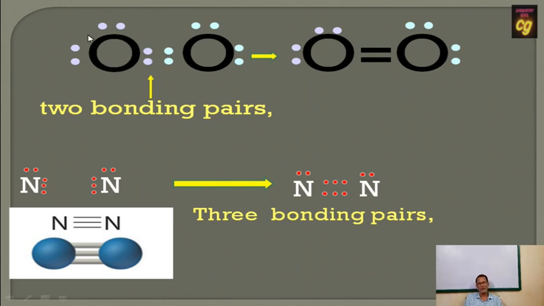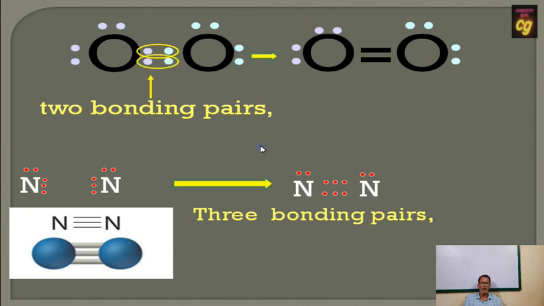If you see oxygen, here oxygen has 6 electrons in the outermost shell, and the second oxygen also has 6 electrons in the outermost shell. So they have a shortage of 2 electrons to satisfy the octet rule. To satisfy the octet rule, both require 2 electrons. So when 2 oxygen atoms come closer, both contribute 2 electrons. The right side oxygen contributes 2 electrons and the left side oxygen also contributes 2 electrons.